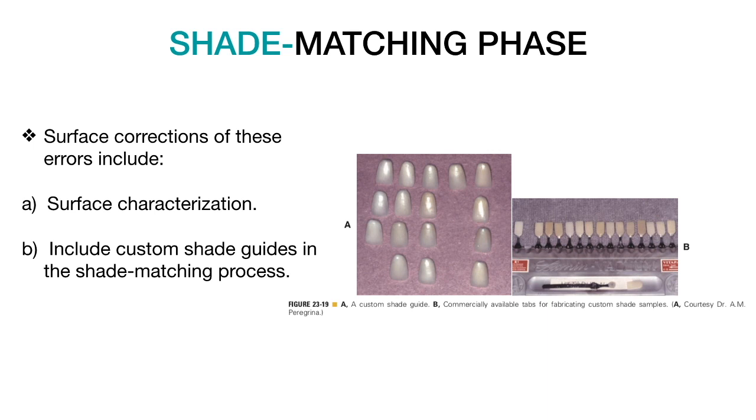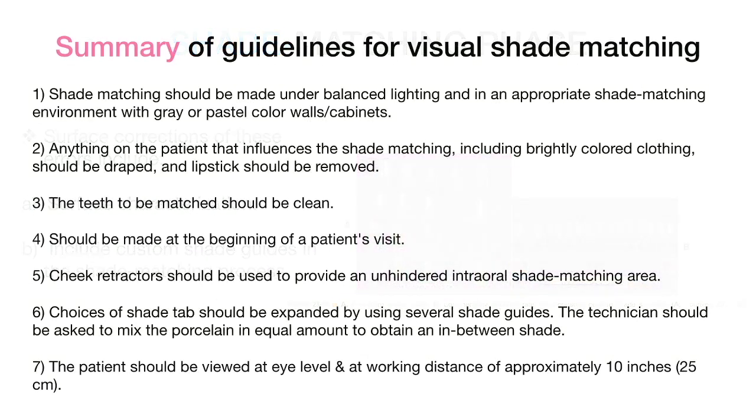Surface corrections of these errors include surface characterization and custom shade guides in the shade matching process. We can see a custom shade guide, and it is going to help us do shade replication. But I always prefer, when I have a problem in shade matching, to go for composite and do the matching with the color application and translucency and so on.